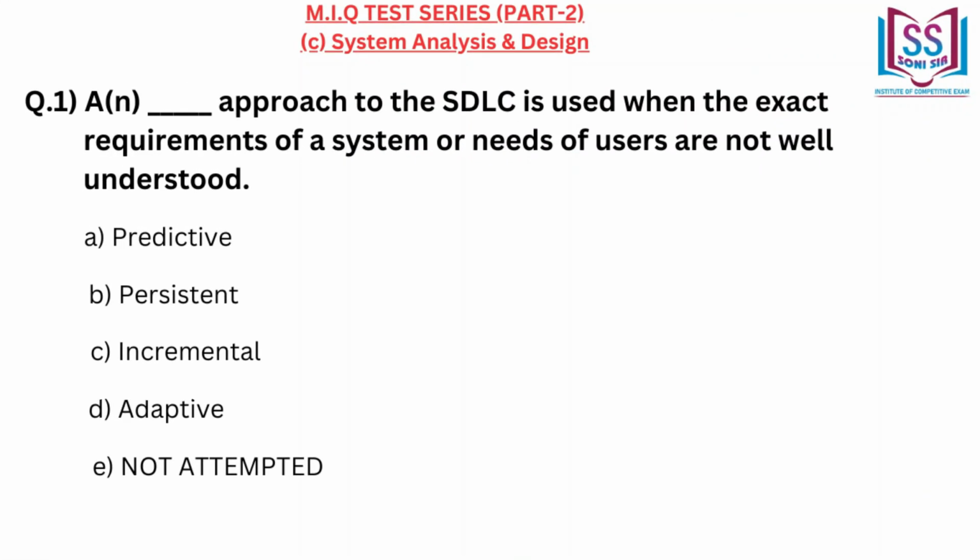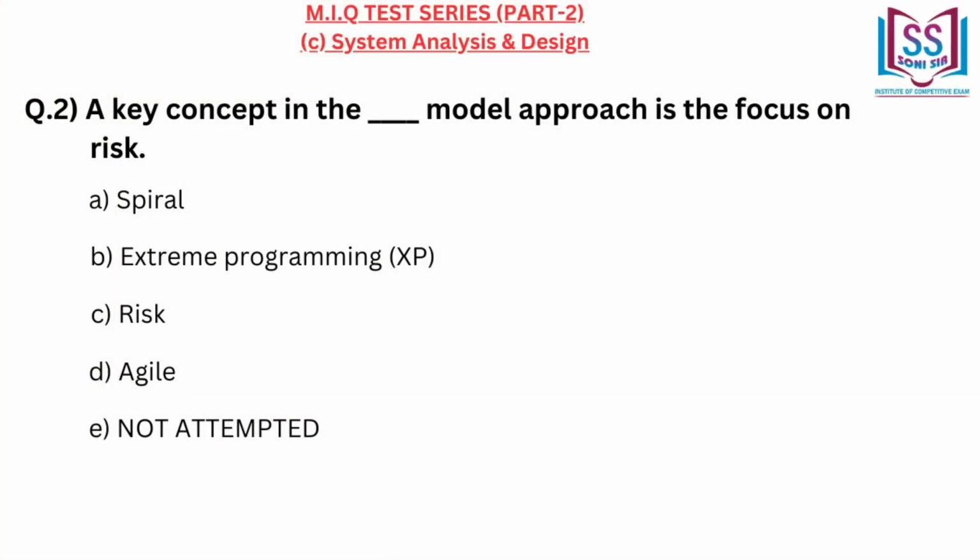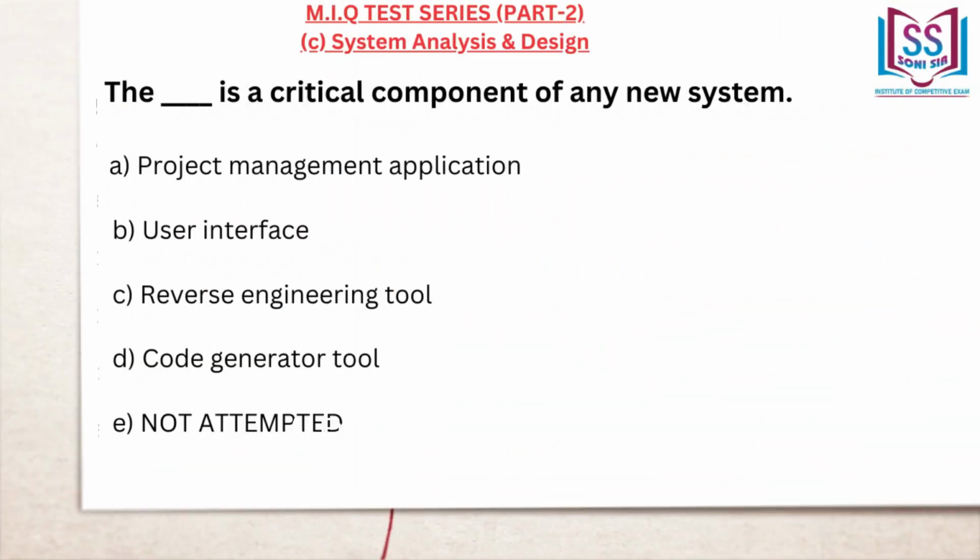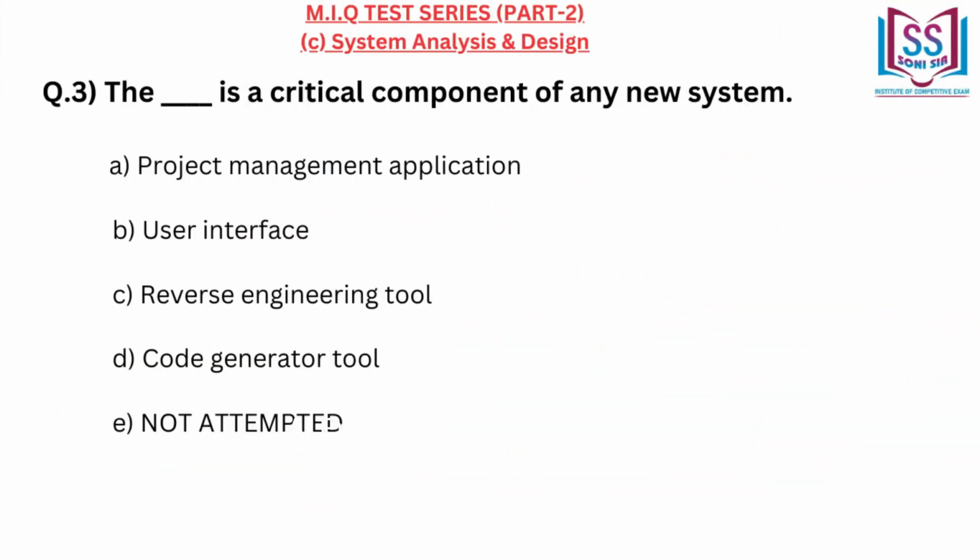A dash approach to the SDLC is used when the exact requirements of a system or needs of users are not well understood. A. Predictive. B. Persistent. C. Incremental. D. Adaptive. A key concept in the dash model approach is the focus on risk. A. Spiral. B. Extreme programming. C. Risk. D. Agile.